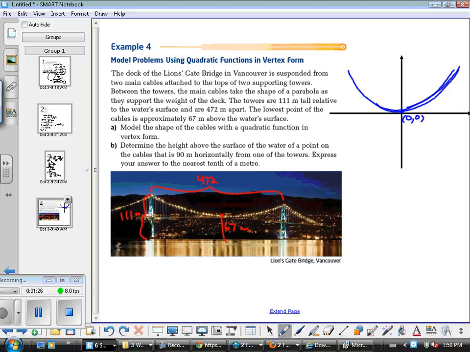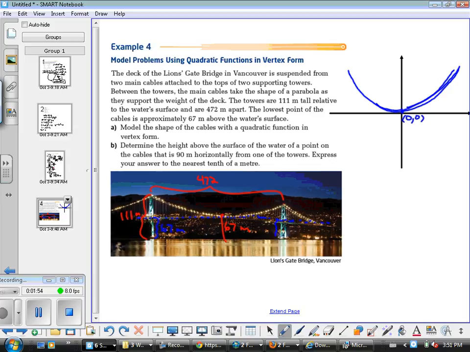It's at 0, 0. Okay, now note, if that's going to be my x-axis right there, because I want to make a nice one that's easy to work with, it has the vertex at the origin. That means that my towers are 111 meters high, but if you take that x-axis and draw that line through the towers, that's going to be 67 meters.